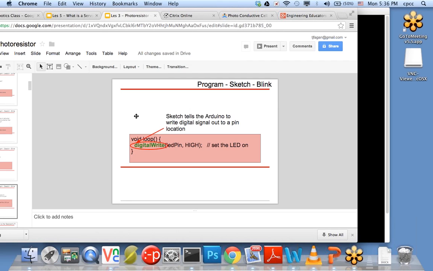All right, so let's continue on down. And Brendan was right. Digital write tells the Arduino that it is a digital signal, not an analog signal, which we'll actually be talking about today. So this is digital. It's either on or off, high or low, you could call it, and it also sets the pin.